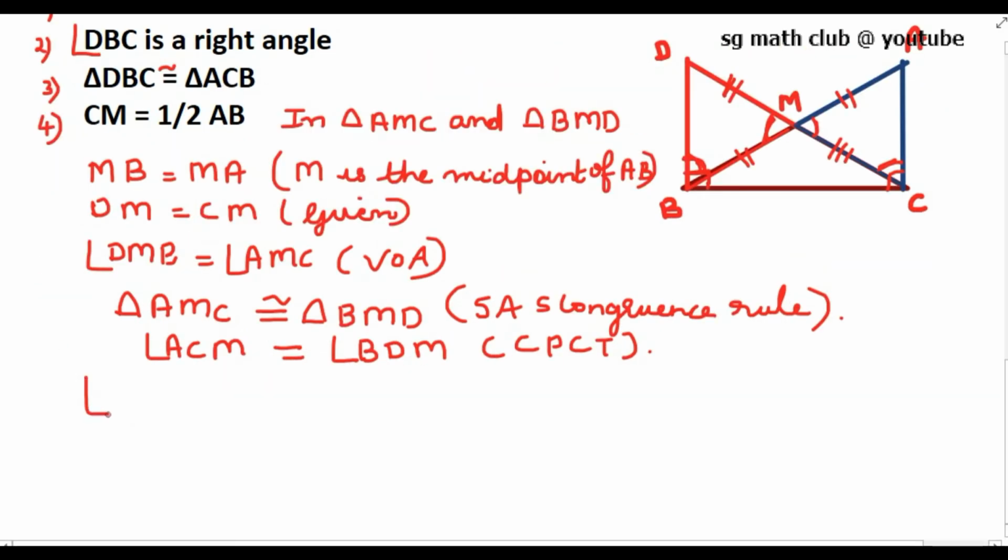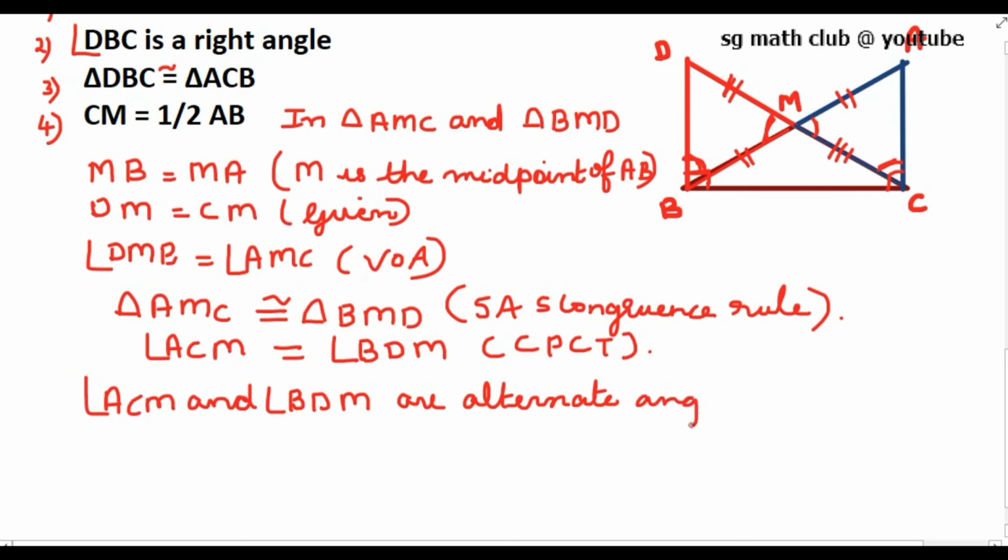Now I can write that angle ACM and angle BDM are equal, as well as we can say that they are alternate interior angles, and CD is the transversal here. You can see that CD is the transversal. Just now we got that this angle ACM and BDM are equal. So it is alternate interior angle.